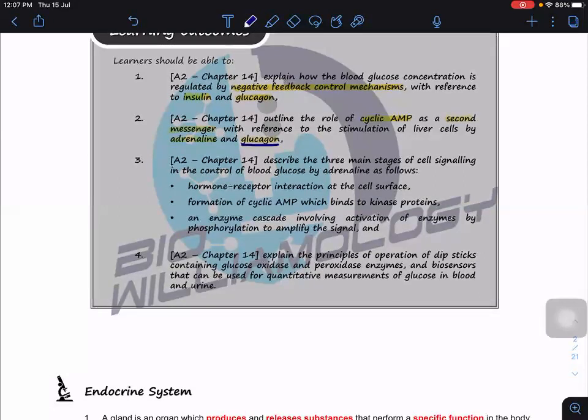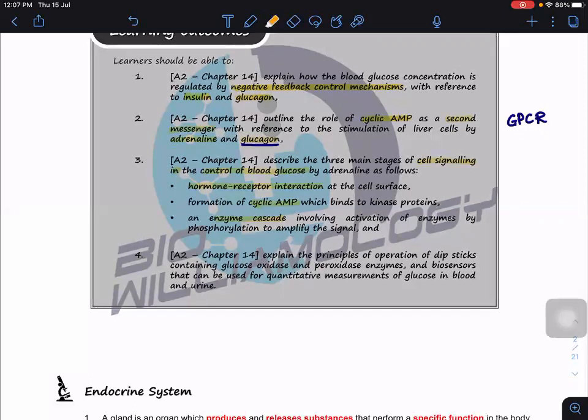So we're going to look at the cell signaling pathway when we talk about the GPCR, a G protein coupled receptor. The third one we're going to learn here is the 3 main stages of cell signaling in the control of blood glucose by adrenaline. First, a hormone receptor interaction, then formation of cyclic AMP, and an enzyme cascade involving the activation of enzymes by phosphorylation to amplify the signal.